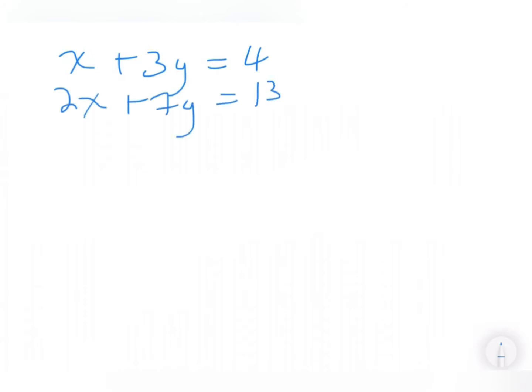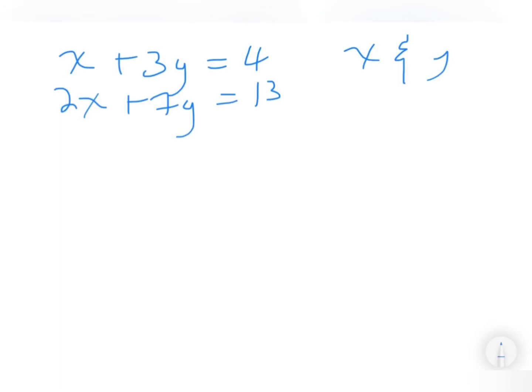Say you are given x plus 3y equals 4 and 2x plus 7y equals 13. This is a pair of linear equations, and how we solve them simultaneously for x and y. We can do this with different methods, but here I'm going to show you 3 methods by which you can do this. And these 3 methods are solving by substitution, elimination, and using matrices to solve. So let's start with substitution.